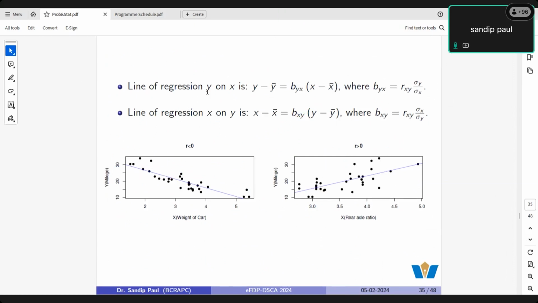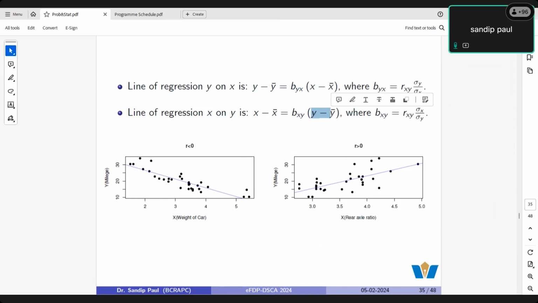Okay, so if we follow that rule, we get two types of lines. First is the line of regression of y on x, where y can be predicted through x, and in the second, x can be predicted by using the values of y. So we can draw them. You can check these two diagrams. The first line shows that as x increases, y decreases.